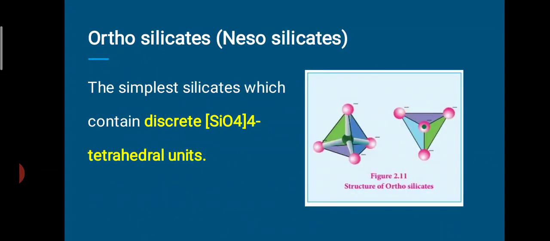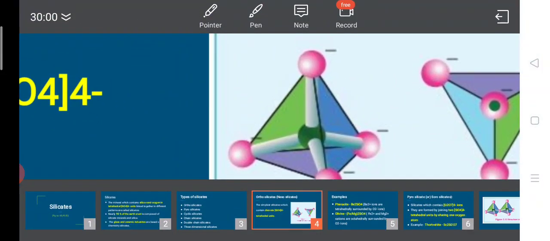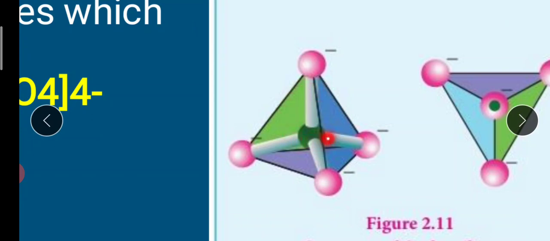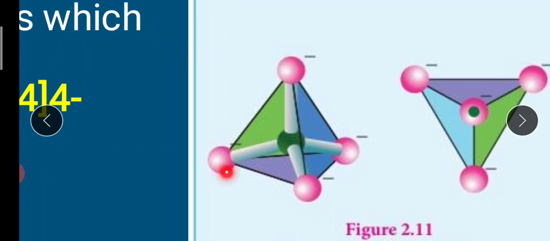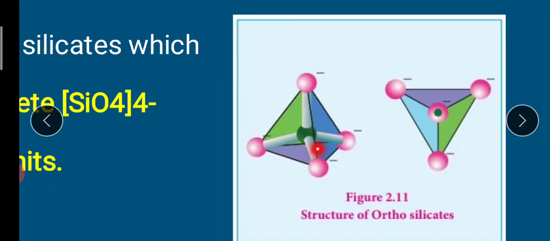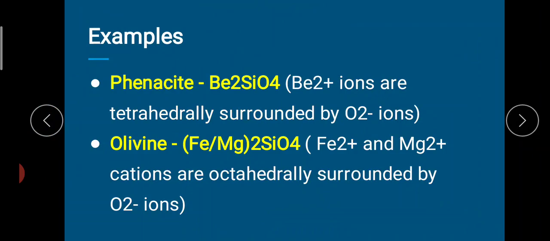So orthosilicates, they are the simplest form. They have a discrete SiO4 4- unit. If you see here, this is Si, the silicon, and you have here one oxygen, here one oxygen, here one, and 4 oxygens. Each oxygen carries one charge, so 4 minus. Examples we saw were phenacite and olivine.